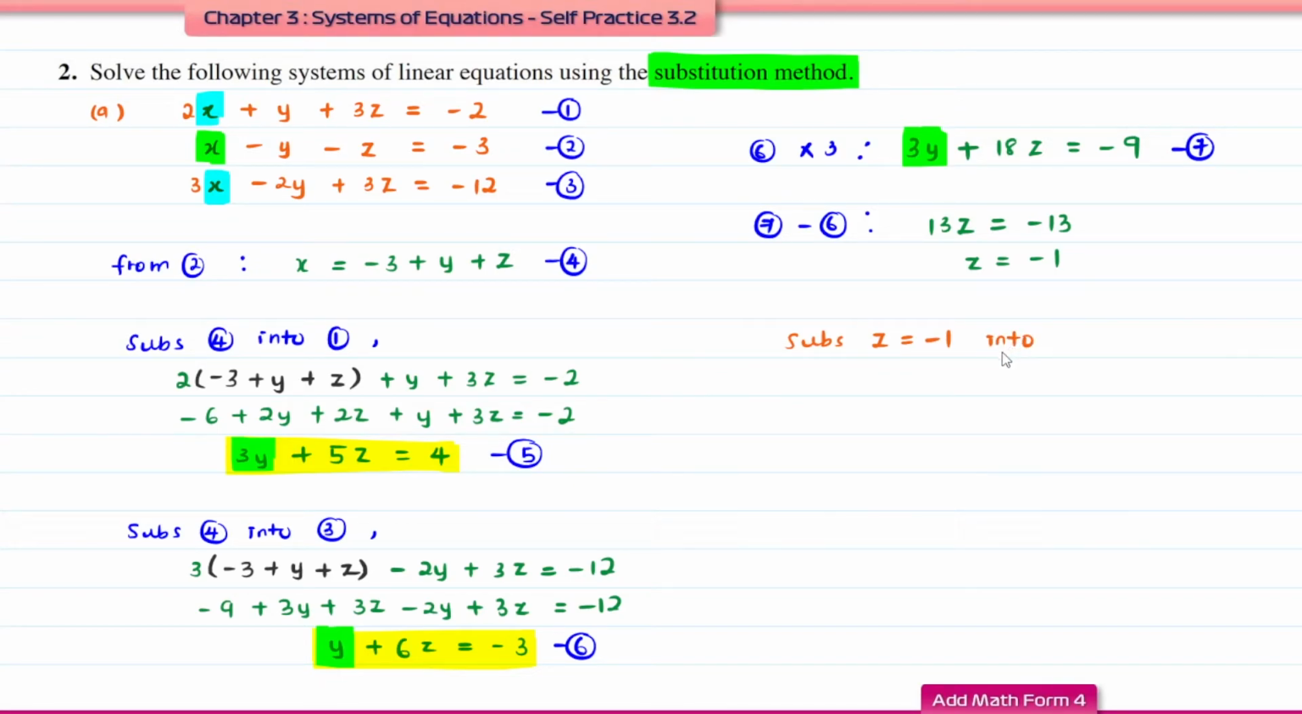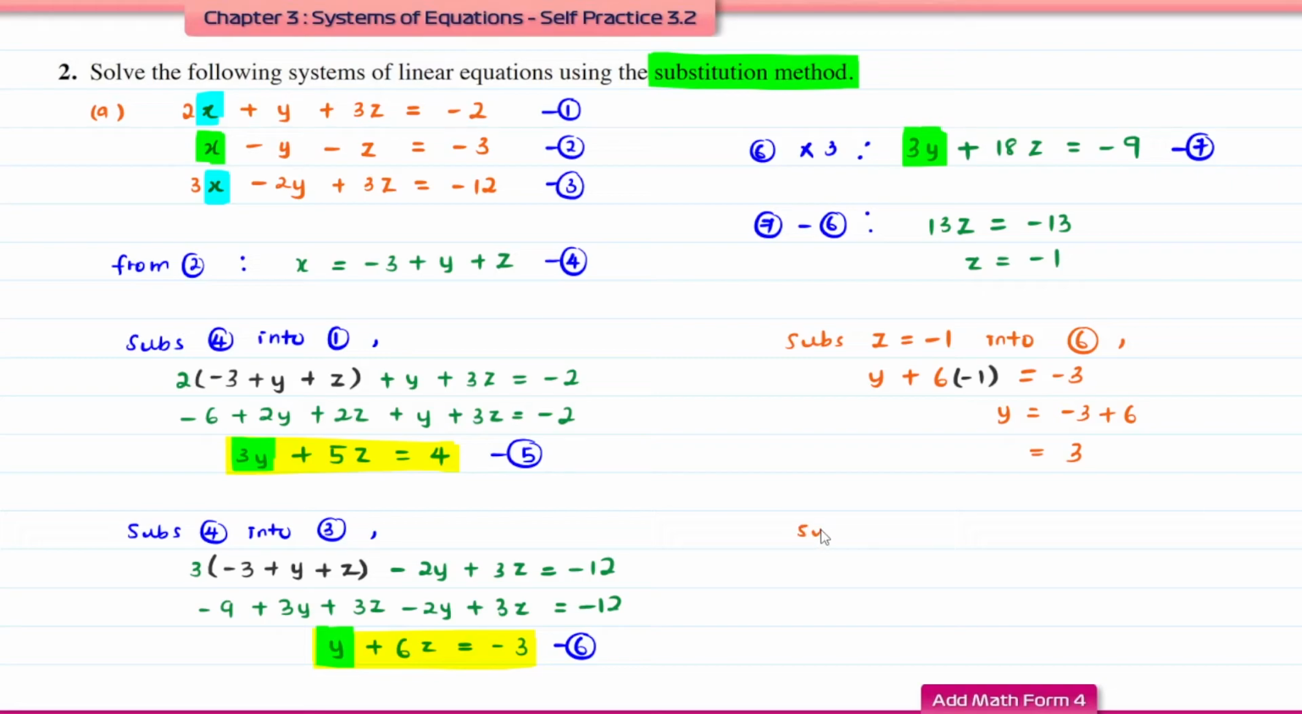Here, I'm going to substitute it into equation number 6. Or you can also substitute it into equation number 5. So here I'm just going to choose equation number 6, as the y here, the coefficient is 1. So y plus 6z, so the z I'm going to substitute with negative 1, equal to negative 3. So here is equal to negative 6. I'm going to move it to the right hand side, so it will be plus 6. So y is equal to positive 3.